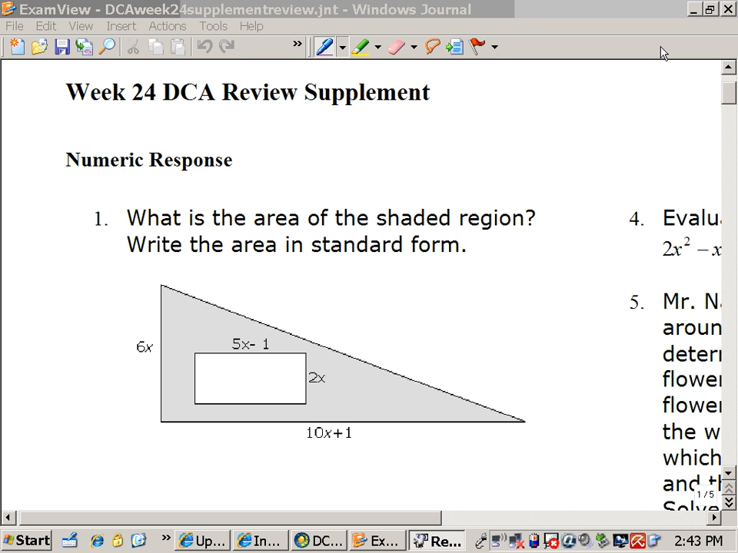Now we're going to review and do our DCA supplement. These problems were a little bit more difficult and involved a little bit more thinking. So let's get busy. Okay, number one asks for the area of the shaded region.